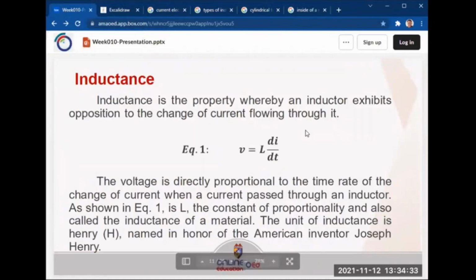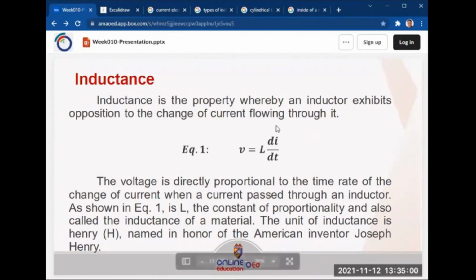So now let's go to the mathematical definition of inductance. Inductance again is the property whereby an inductor exhibits opposition to the change of current flowing through it. It's related to the definition of a capacitor. A capacitor exhibits opposition to the change of voltage. The inductance, change of current.